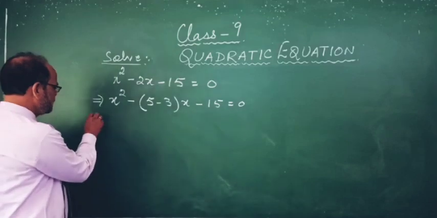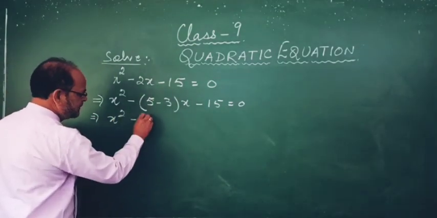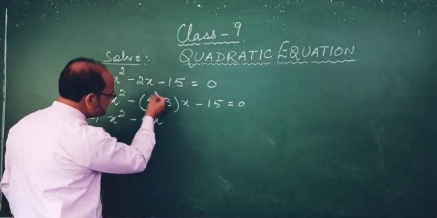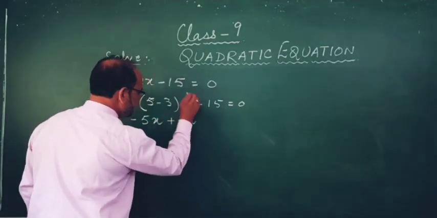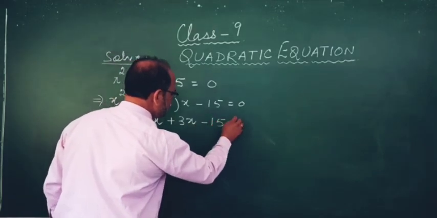Right? Now what you will do? You will open the bracket. So x will be multiplied here. It will be negative 5x, and this negative will change the negative sign into positive sign when you open the bracket. So it will be plus 3x and minus 15 equals to 0.